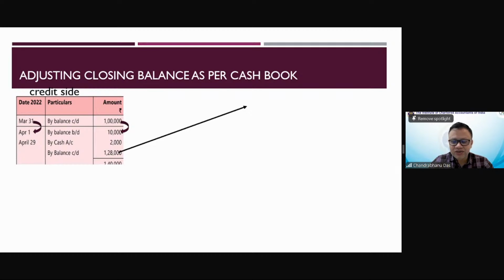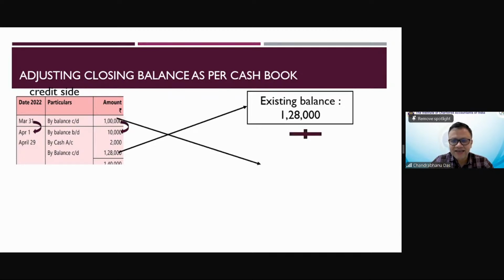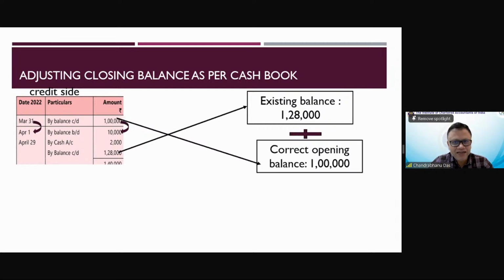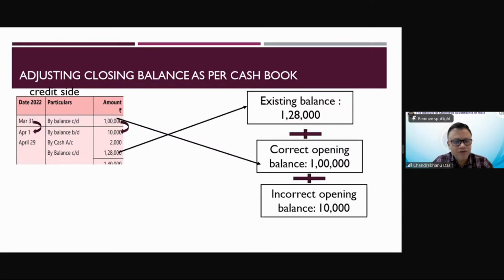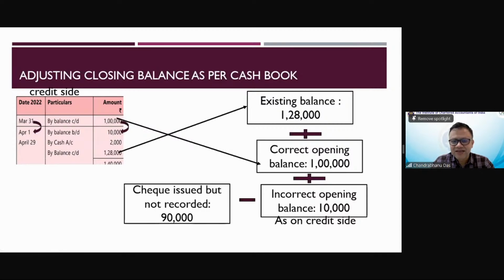Balance 1,28,000: you are taking this existing balance and adding 1 lakh, the correct opening balance, which should go to the debit side. It should be added up, debit side, that's why you're adding it. Then we're adding the incorrect opening balance also, because if you don't add it, this 10,000 on the credit side will remain, which is an error actually. So we are adding the incorrect opening balance, which is on the credit side. Then we are subtracting the checks issued but not recorded, 90,000, which you have not recorded.